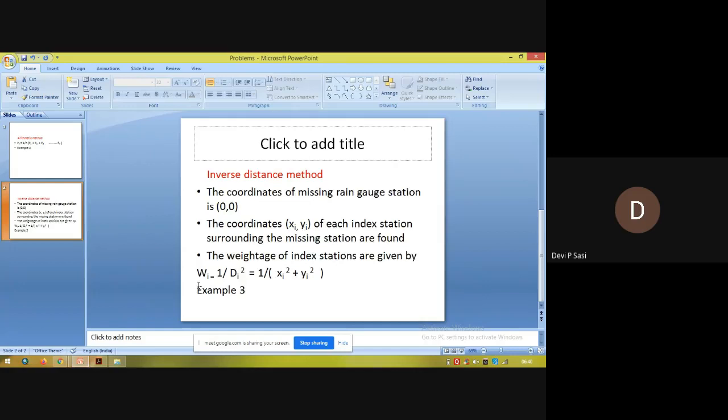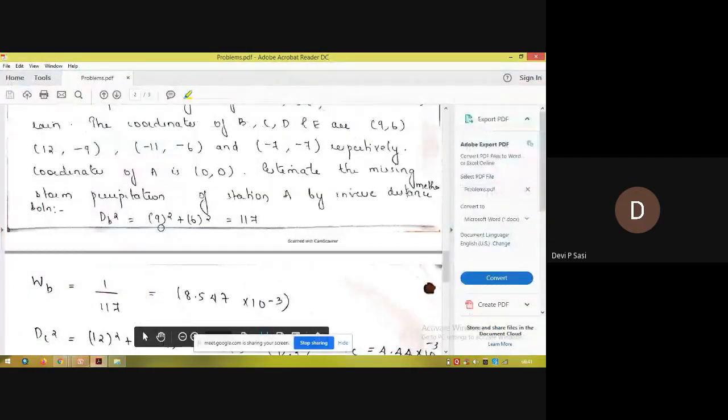Weightage is equal to 1 by di square, where di square is equal to xi square plus yi square. Di square is the x coordinate square plus the y coordinate square. So let's come to the problem again.